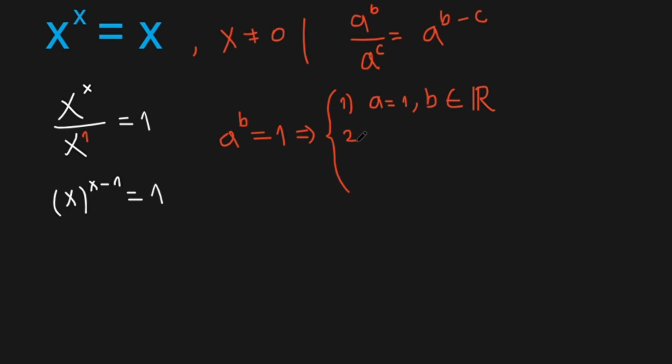We also have a second case. If a is equal to -1, then b is an even number, and it can be written in the form 2 times n, and n is an integer. The third case, when b is 0, then a cannot be 0, because if a is 0 and b is 0, there is no meaning.